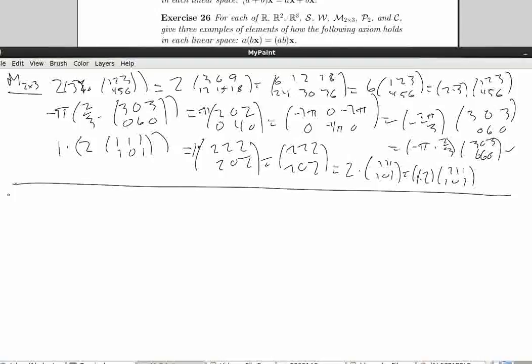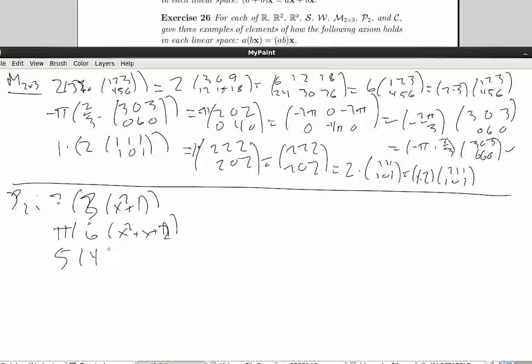Alright, I need to do P2. So that's going to be, again, like 2 and 3 times, how about x squared plus 1, pi and 6 times x squared plus x plus 1. How about make it 2? And then, how about, I don't know, 5 and 4, and then these could be real numbers. Well, they are real numbers. 3x squared minus x minus 7.